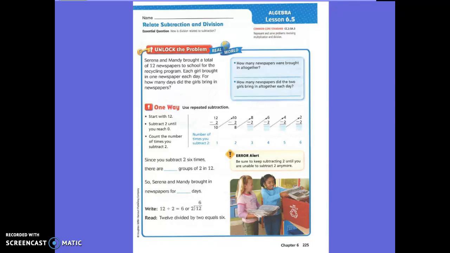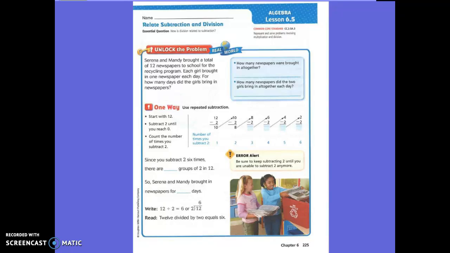Because they always give you the big number in division, right, for your dividend. Then you just keep subtracting the divisor until you see how many numbers you've counted back. Okay, we'll show you this on this paper. Read the problem.